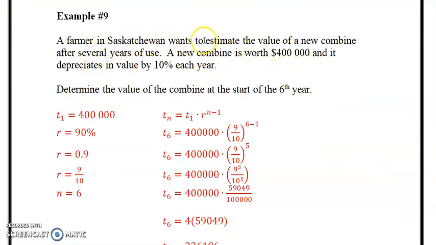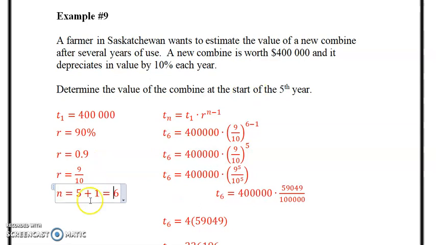Again, it says a farmer in Saskatchewan wants to estimate the value of a new combine after several years of use. A new combine is worth $400,000 and it depreciates in value by 10% each year. Determine the value of the combine at the start of the 6th year. So I'm going to switch this to the 5th year, and again, that will give me the 5 years plus the 1 equal to 6.